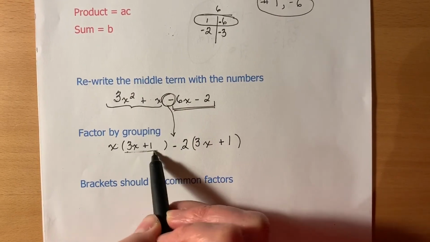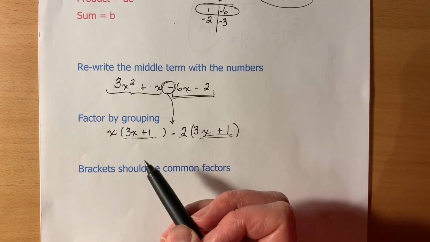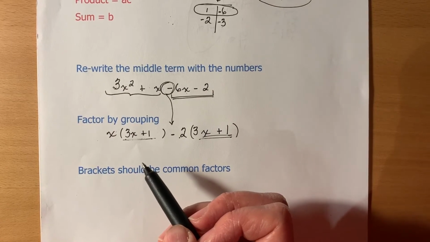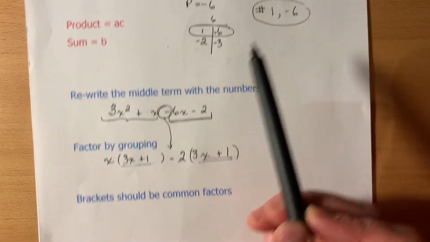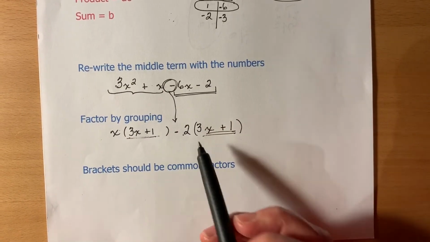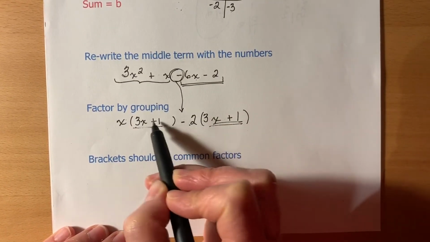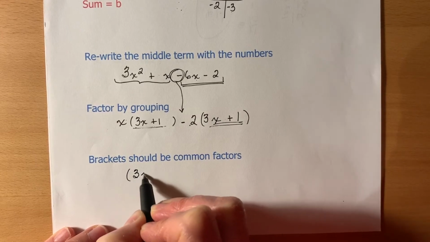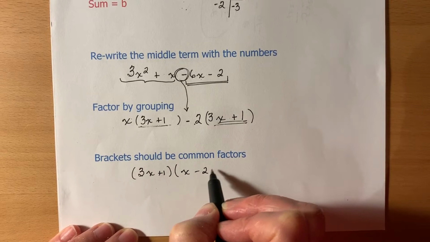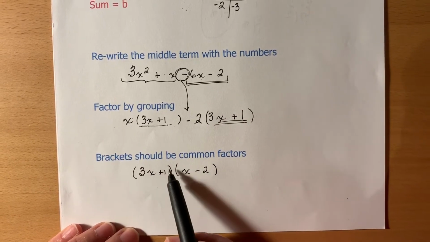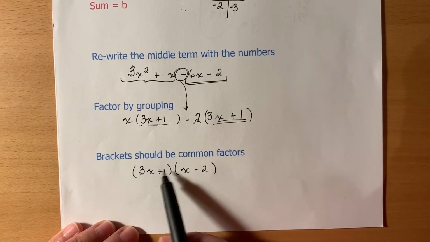If at this point you do not see these brackets the same, you know you made a mistake. It has to be the same. Either you picked the wrong numbers or you factored by grouping incorrectly. So I see this as my common factor, 3x plus 1. What goes in the other bracket? x minus 2, and I'm done. You know you're done when you are multiplying.